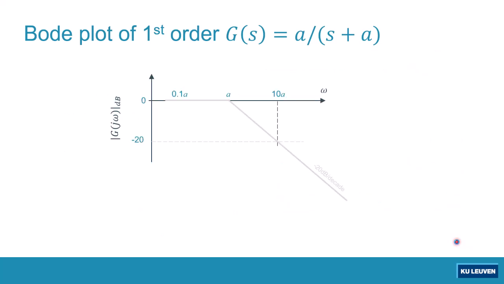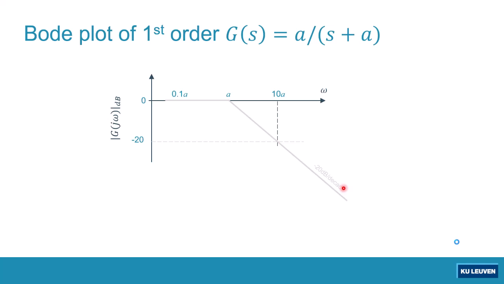So let's take a look again in a bit more detail at the magnitude plot, and later on the phase plot, of this first order system. Let's take a look first at the magnitude plot. As I have already mentioned, at low frequency regions below the corner frequency, we have 0 dB for the magnitude, and we have a straight line with negative 20 dB per decade at the high frequency region beyond the corner frequency.